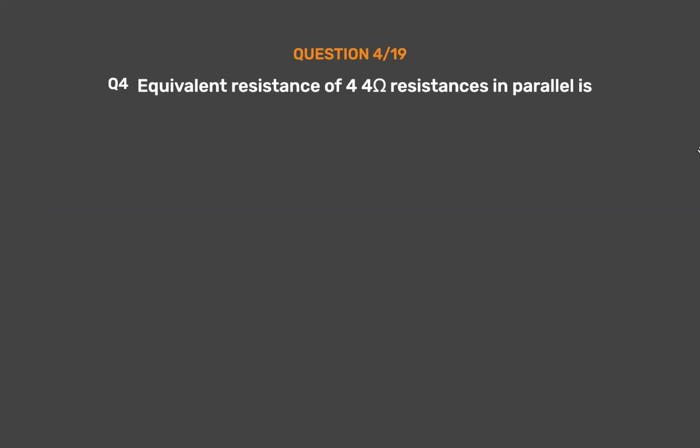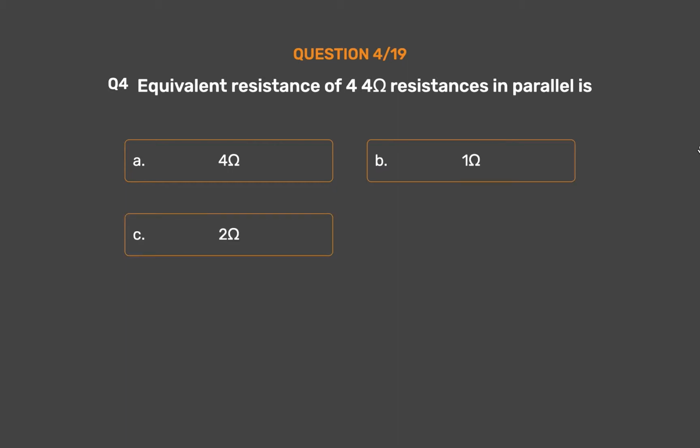Question number 4. The equivalent resistance of 4 ohm resistances in parallel is. Option A. 4 ohms. Option B. 1 ohm. Option C. 2 ohms. Option D. 16 ohms.